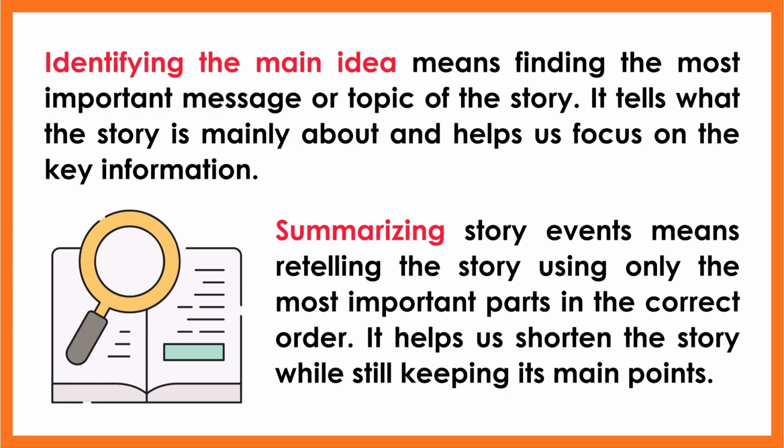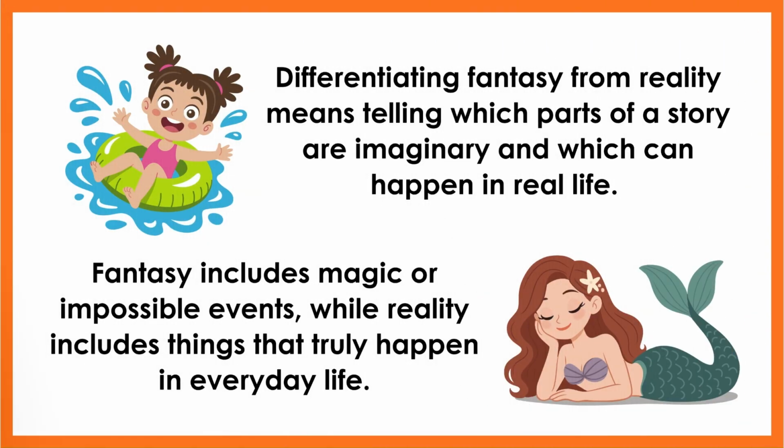Summarizing story events means retelling the story using only the most important parts in the correct order. It helps us shorten the story while still keeping its main points. Differentiating fantasy from reality means telling which parts of a story are imaginary and which can happen in real life. Fantasy includes magic or impossible events, while reality includes things that truly happen in everyday life.